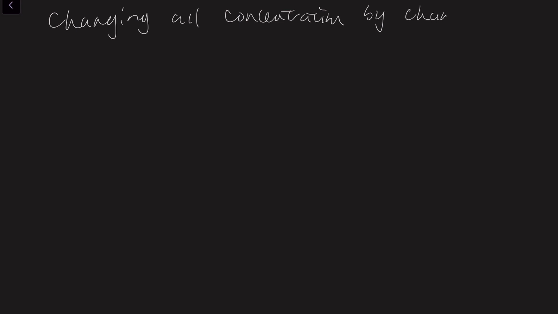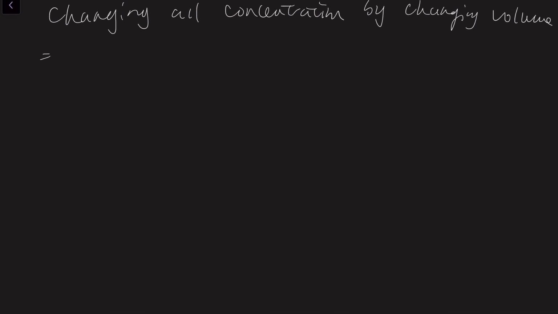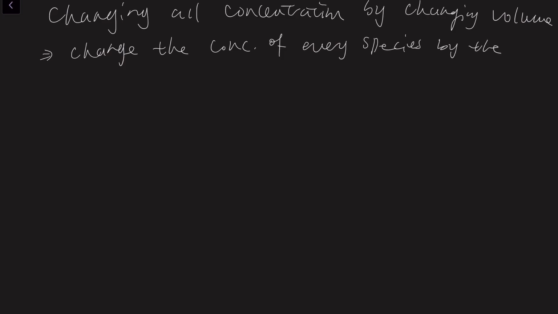So now let's look at what happens when we change the concentration of all species present in the system by adjusting the volume of the system. Changing all concentrations. So this will change the concentration of every species by the same factor. As we have discussed before, so maybe you double, you halve. This is the same factor. Doesn't mean the concentration will change by the same magnitude or by the same amount.